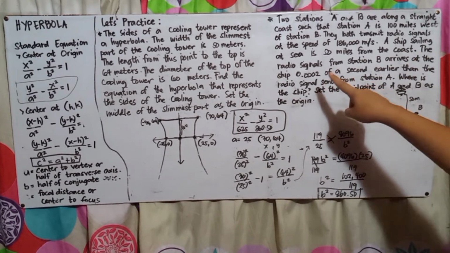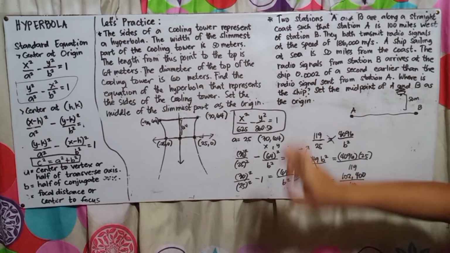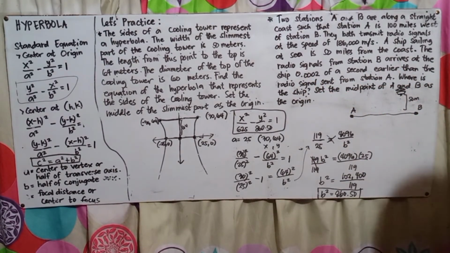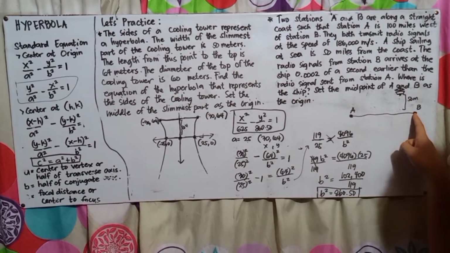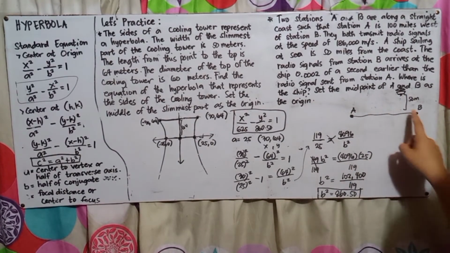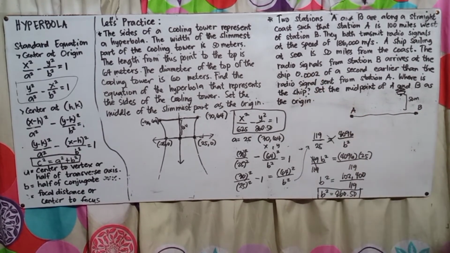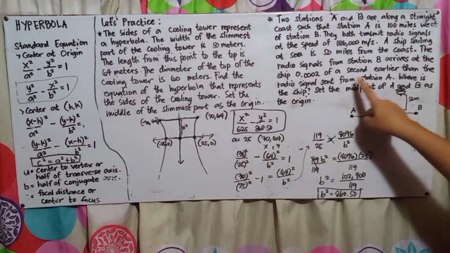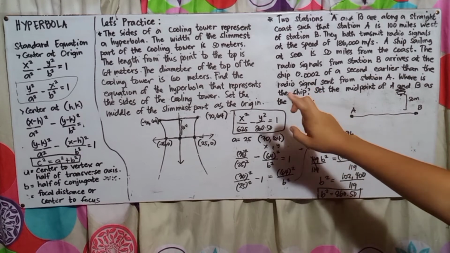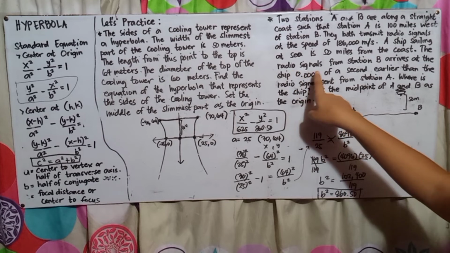The radio signal from station B arrives at the ship 0.002 of a second earlier than the radio signal from station A. So station B received the signal faster than station A. The signal reached here first compared to station A, by 0.002 second. So where is the ship? The question is, where is the ship?